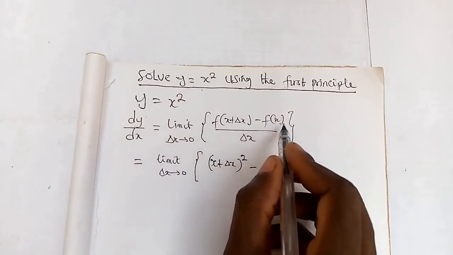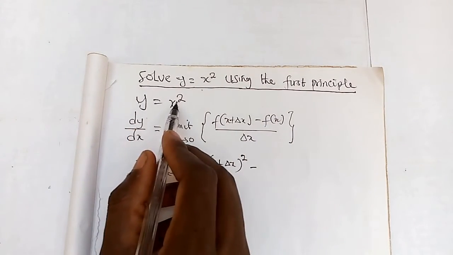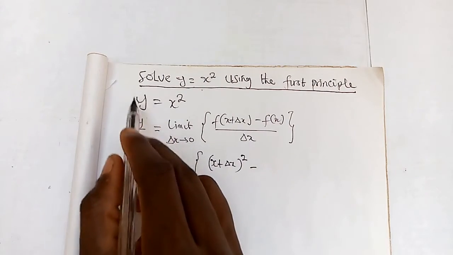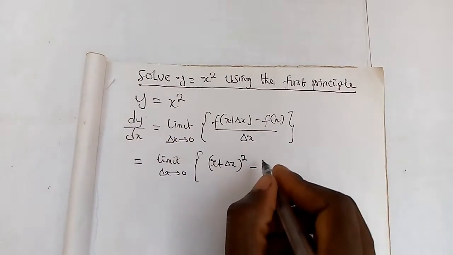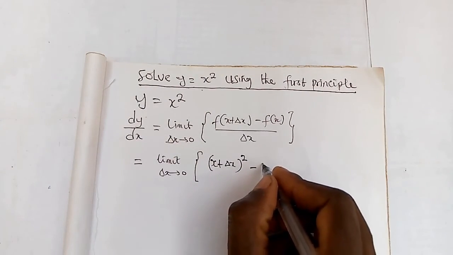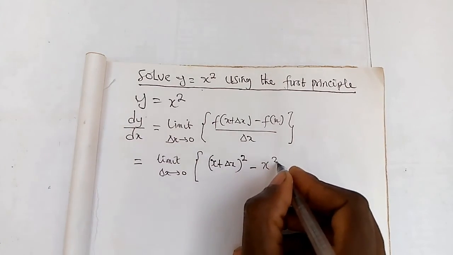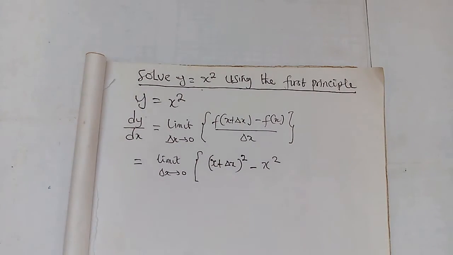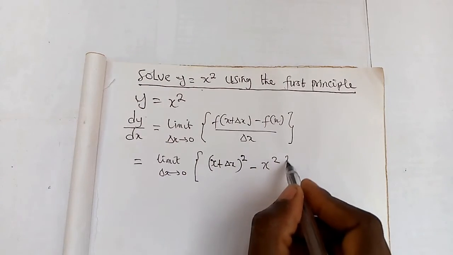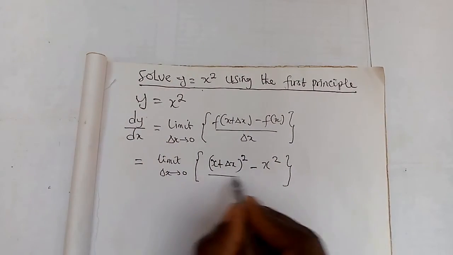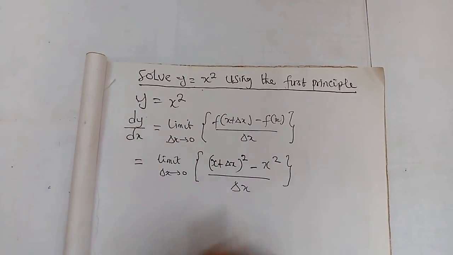minus f of x, and y is equal to x squared, and f of x is the same as y, so you write here the value of y, which is x squared, like this, and put it here, all over change of x.